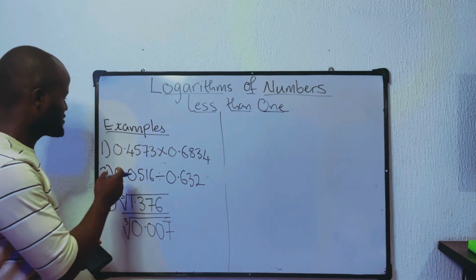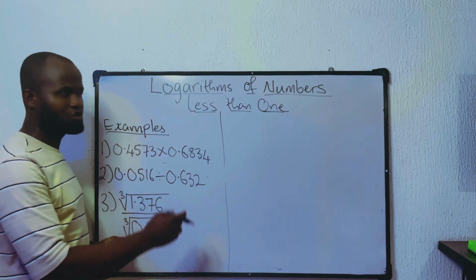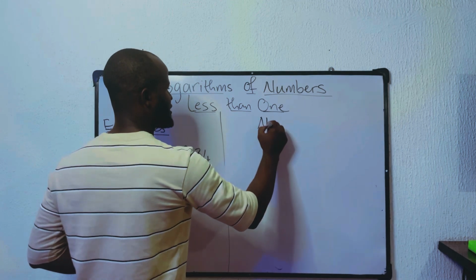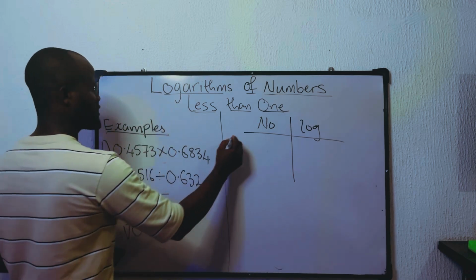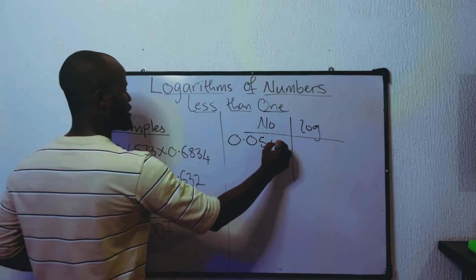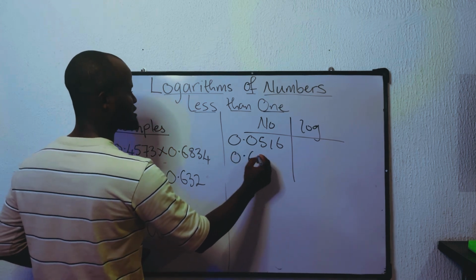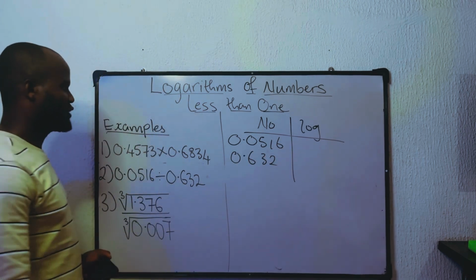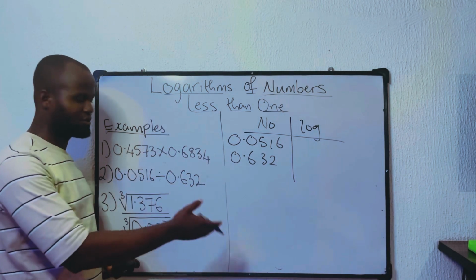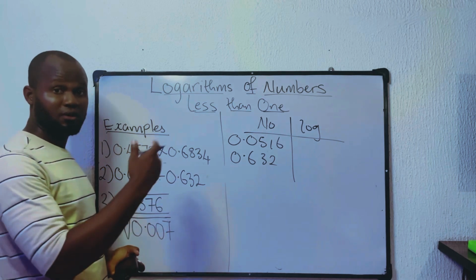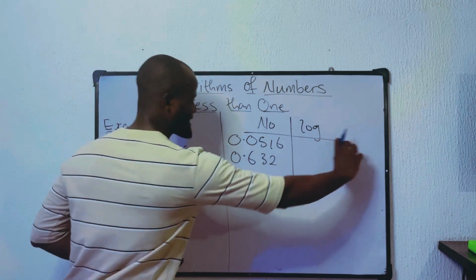Let's take example 2. So here we have 0.0516 divided by 0.632. So we have our number here and we have our log. So the first one, 0.0516, and that is divided by 0.632. Now, just as in the case of the first one where multiplication signified addition, in this case, division signifies subtraction. So we are going to be subtracting this from this once we get their logarithm.